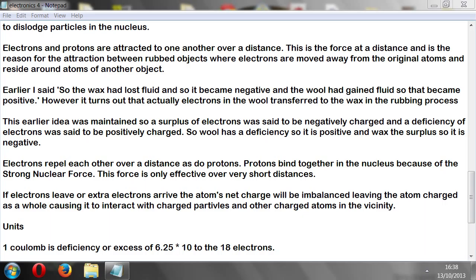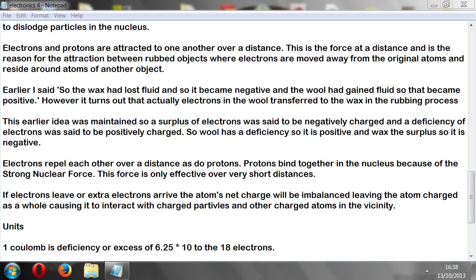So a surplus of electrons is said to be negatively charged, and a deficiency of electrons is said to be positively charged. The wool has a deficiency, so it's positive, and the wax a surplus, so it is negative. That's because of the earlier belief around the fluid structure. Electrons repel each other, as do protons. The negative electrons repel each other and the positive protons repel each other. Protons bind together in the nucleus because of the strong nuclear force, which is only effective over very short distances.